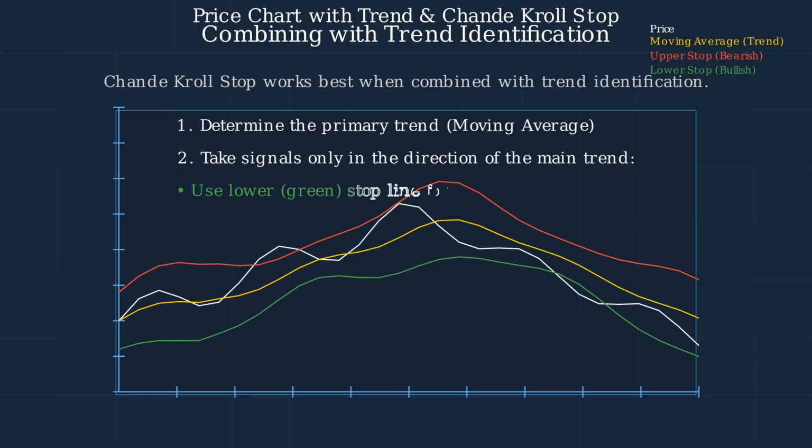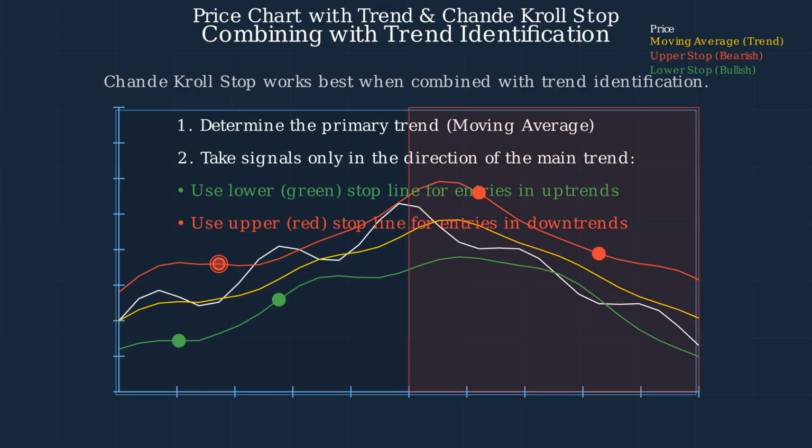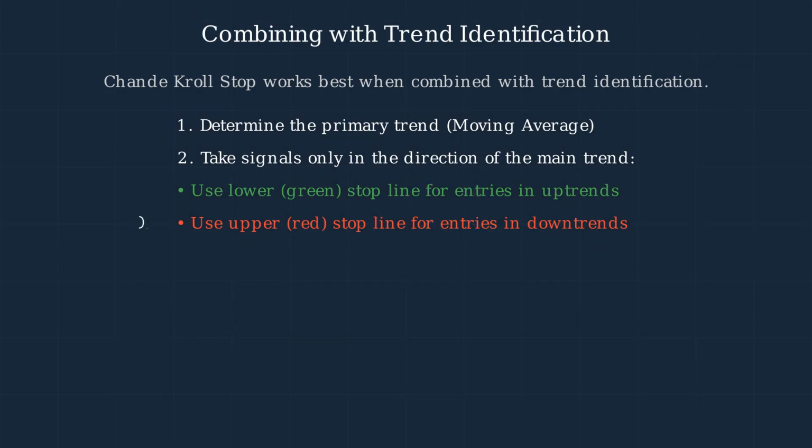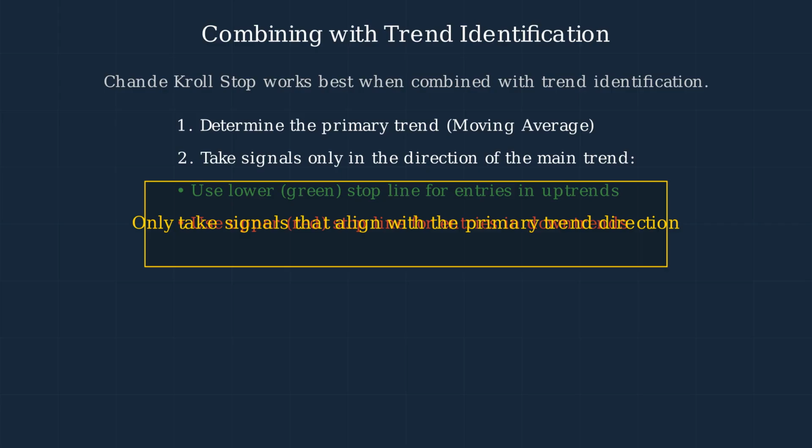In uptrends, indicated by price above the moving average, only use the lower green stop line for buy signals. Conversely, in downtrends shown by price below the moving average, only use the upper red stop line for sell signals. This approach filters out false signals and significantly improves the indicator's effectiveness by aligning it with the market's dominant direction.